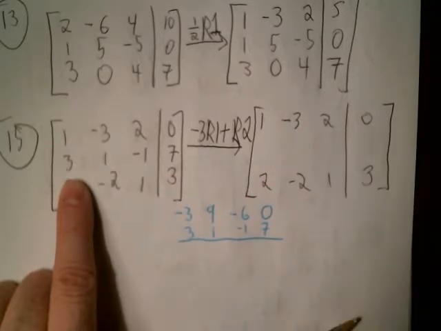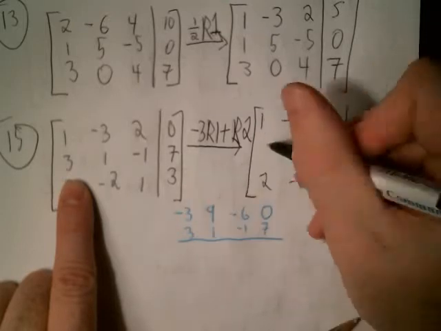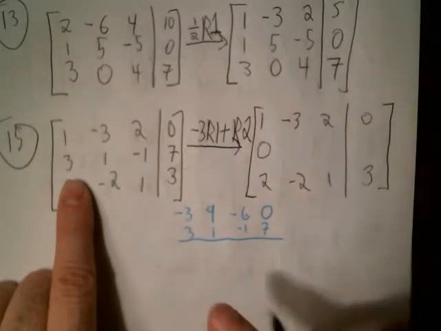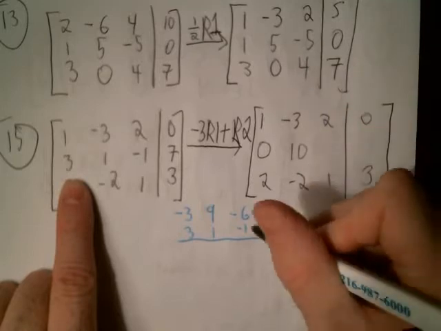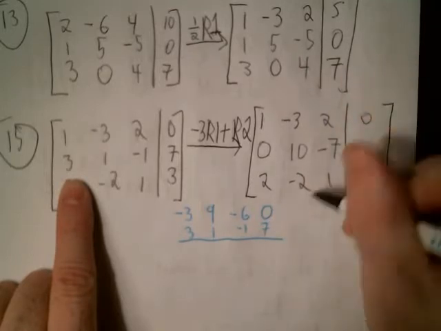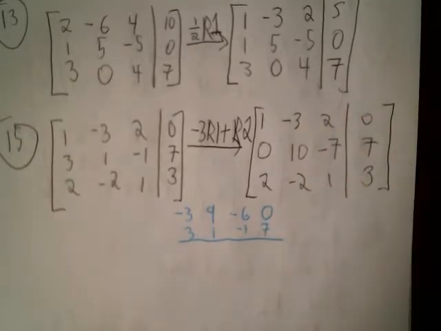Okay, so -3 plus 3 is 0. 9 plus 1 is 10. -1 plus -6 is -7. And then 0 plus 7 is 7.